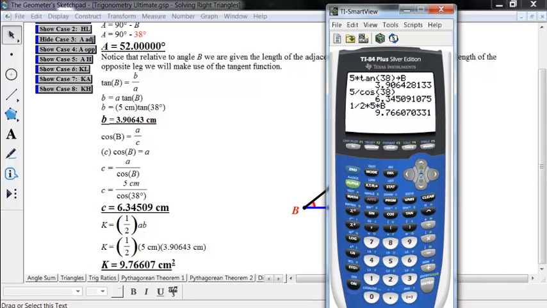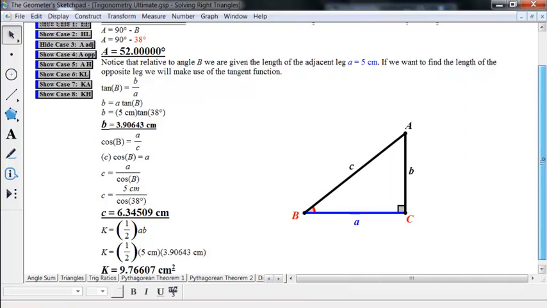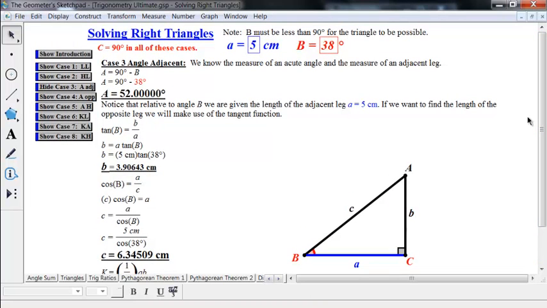Now round off if you want to some appropriate place, but don't round off in the middle of a calculation. So that's how you work one like that, where you're given the hypotenuse and the leg. I'm sorry, that's wrong. This is the case where we have an angle and an adjacent leg. Okay, let's give it a different one.